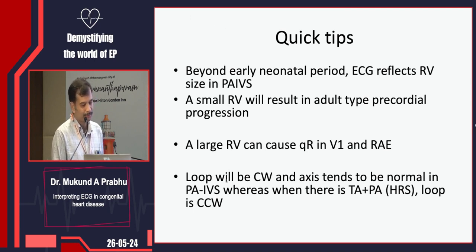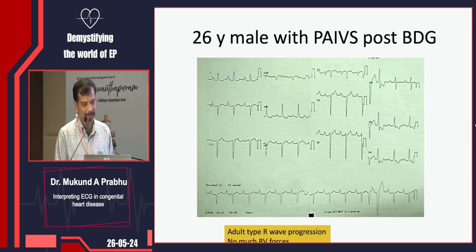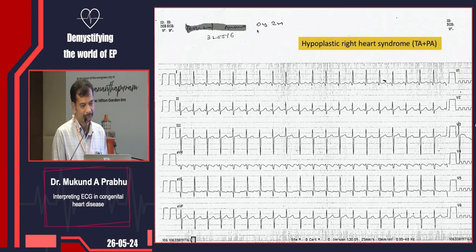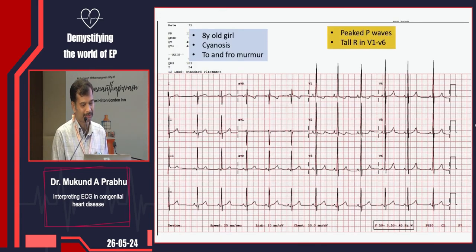When you have coexisting tricuspid atresia, the so-called hypoplastic right heart syndrome, the loop will become counterclockwise, and the axis tends to be normal, unlike left in tricuspid atresia. So this is a PA-IVS with an underformed RV, post-BDG shunt. You can see the adult type of progression. There is hardly any RV force, either in V1 or in V6, but the loop is clockwise. And this is a case of RV-dependent coronaries in PA-IVS, where you have T inversions V1 to V6. And this is an HRS, where you have counterclockwise loop with leftward axis.